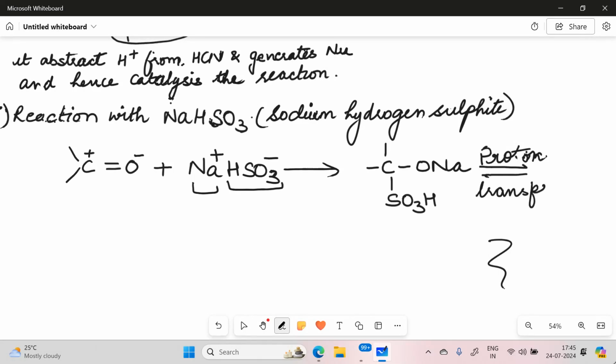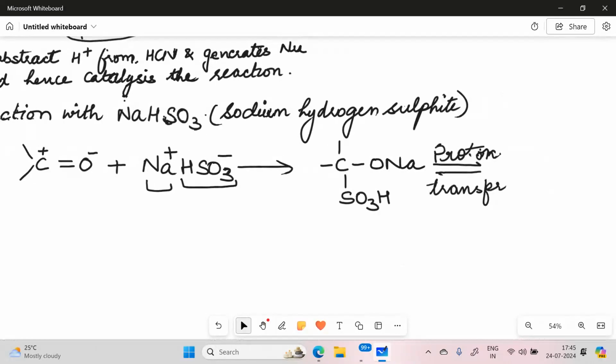Proton transfer. So H and Na will exchange their position. You will get OH and SO3Na. And this compound is the addition product. It is crystalline in nature. Crystalline product.